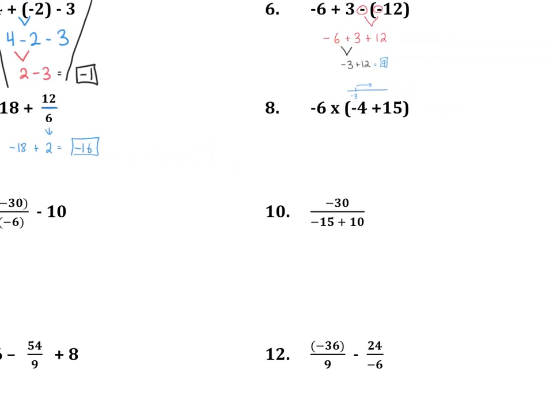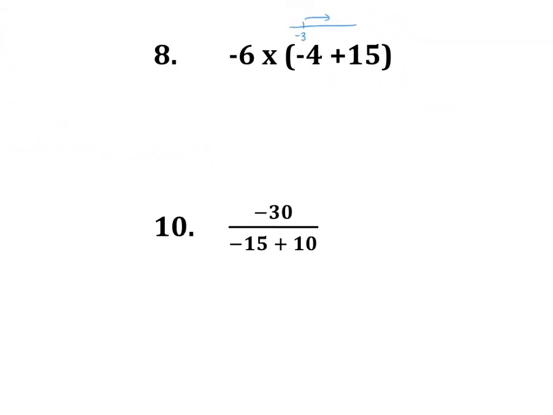My next one in here, -4 plus 15. That's going to give me 11. -6. Remember, times 11. I'm going to rewrite it like this so I don't get confused with that times sign. Gives me -66.